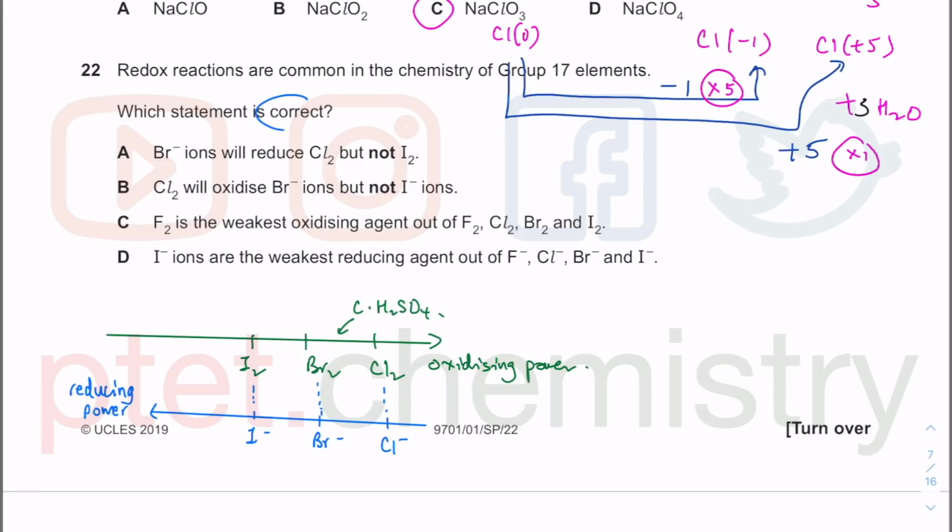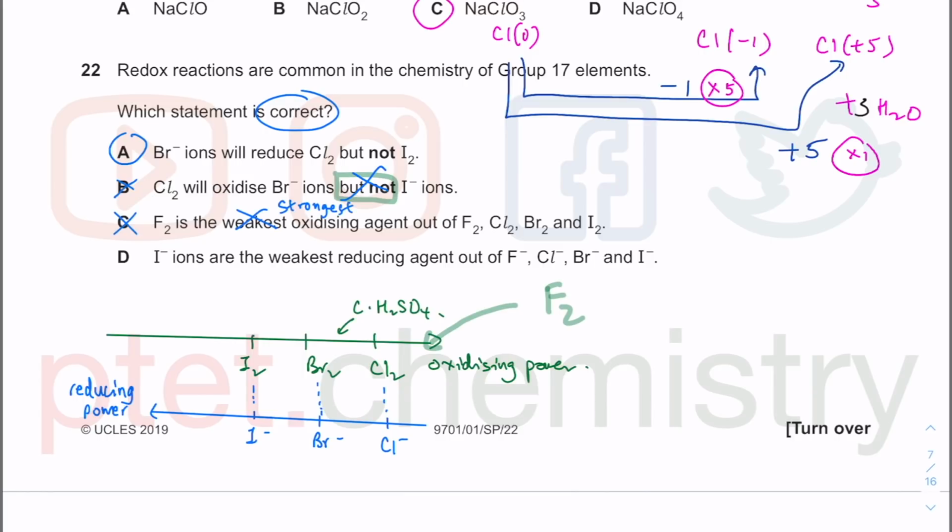So in terms of the correct statement, A must be correct. What is wrong with B? Cl2 is a stronger oxidizing agent than Br2 and I2, so this statement is wrong. It says but not I minus, which is actually wrong. It will oxidize Br minus to Br2, and it will also oxidize I minus to I2. F2 is above chlorine, so you would expect F2 to have slightly higher oxidizing ability than Cl2 because it's above chlorine in the periodic table. So it's not the weakest, it is the strongest.